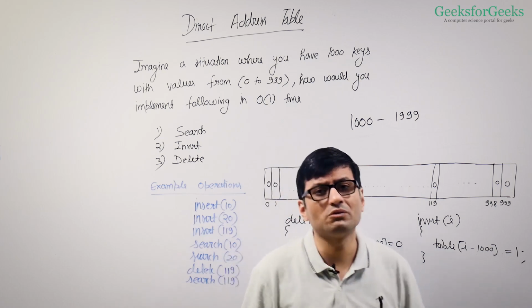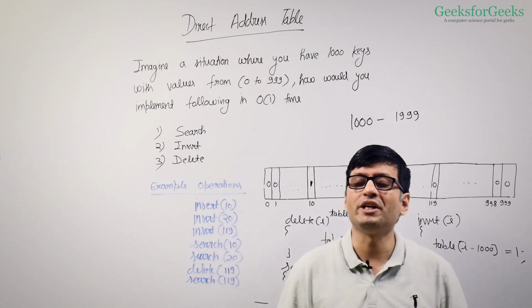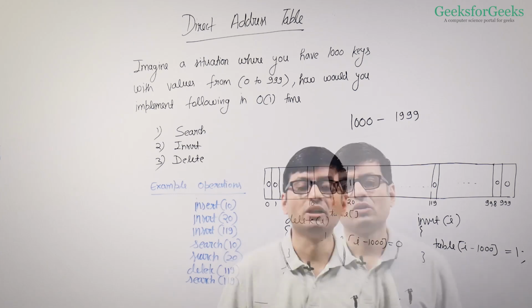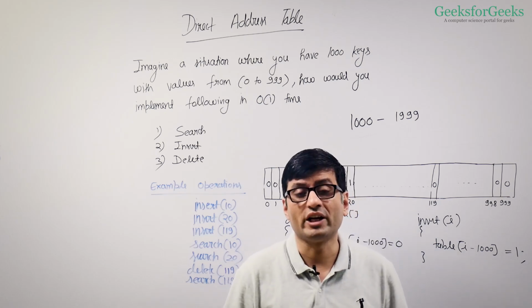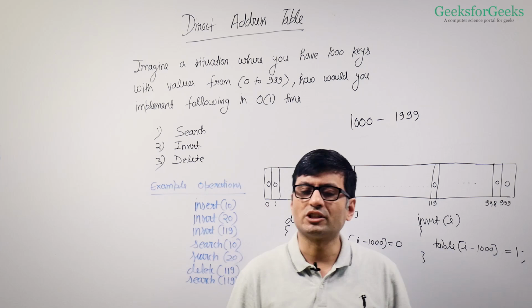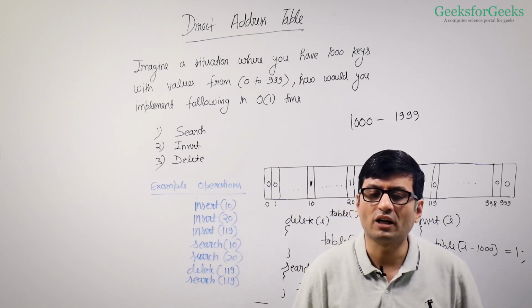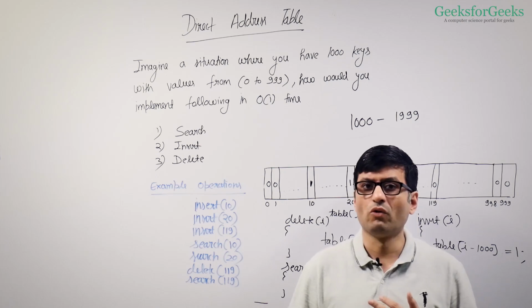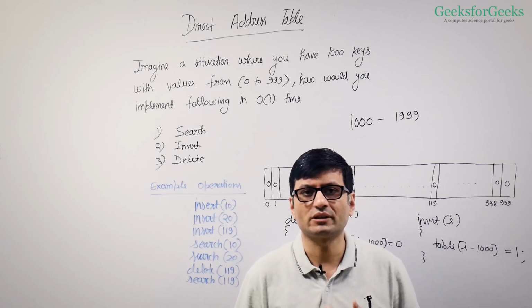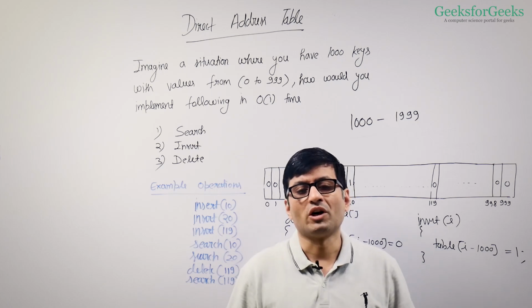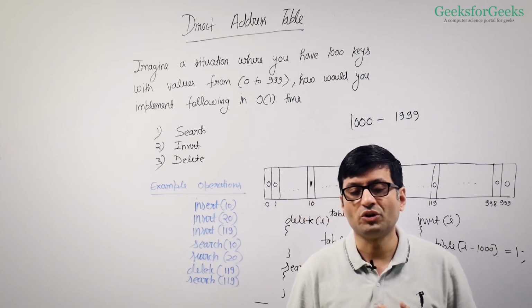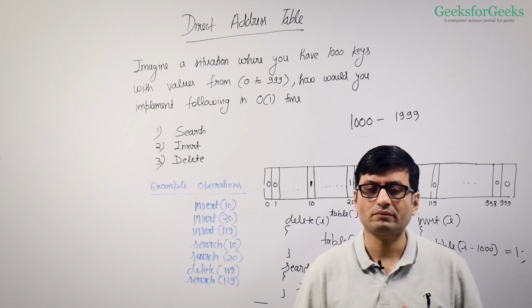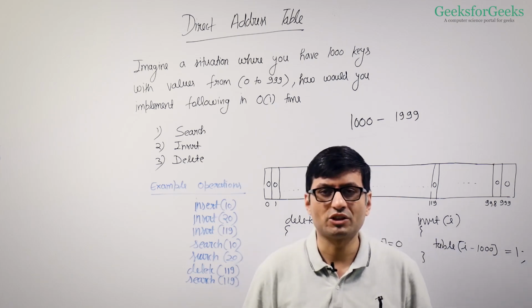Now, what are the problems with this direct address table? Why do we need another data structure like hashing? The problems with this data structure are it cannot handle large values. For example, if phone numbers are keys, phone numbers are 10-digit numbers. If you want to use phone numbers as an index in an array, your array size is going to be 10 raised to the power 10. So one problem is large keys.